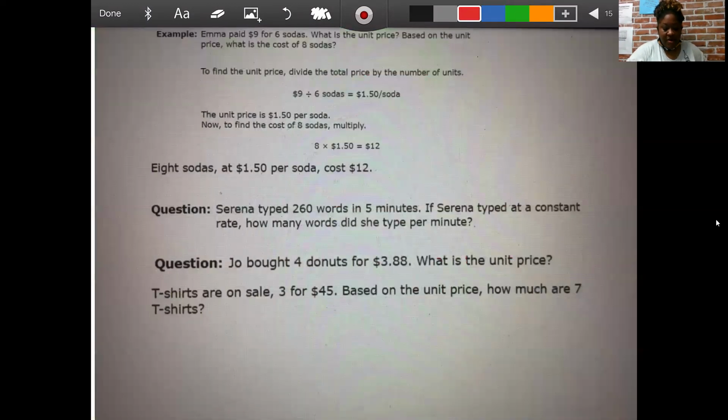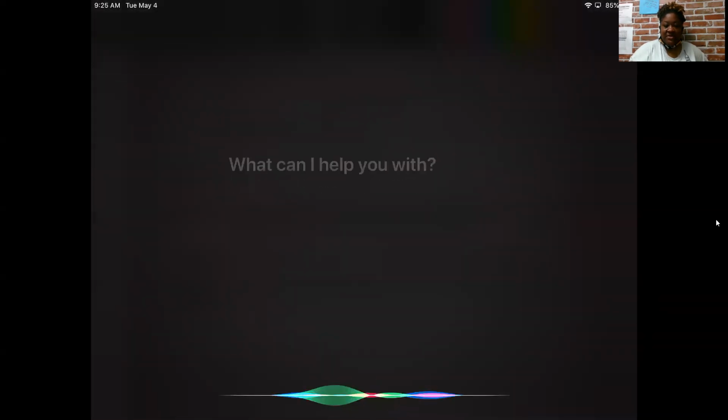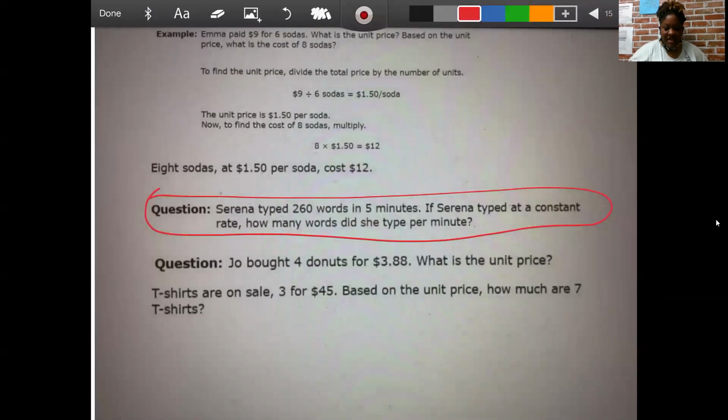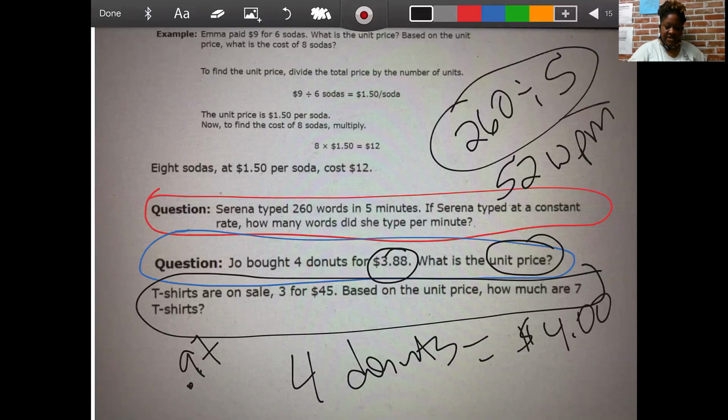All right. So I'm going to ask you all a few questions. I want you to put your answers in the chat. Question number 1. If Serena typed 260 words in 5 minutes, at a constant rate, how many words did she type per minute? So you're finding out 1. Okay, so the first one was 260 divided by 5, which is 52 words per minute.